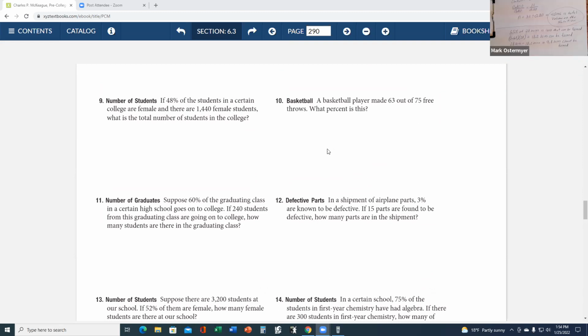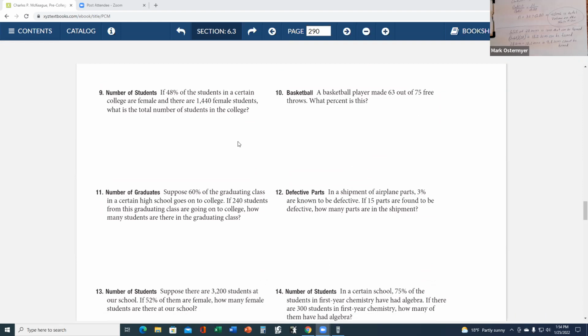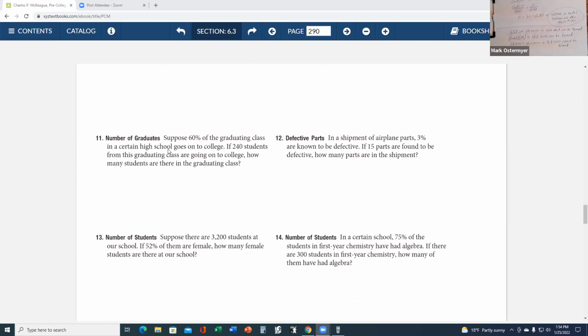All right, let's try number 11. Suppose 60% of the graduating class in a certain high school goes on to college. If 240 students from this graduating class are going on to college, how many students are there in the graduating class?